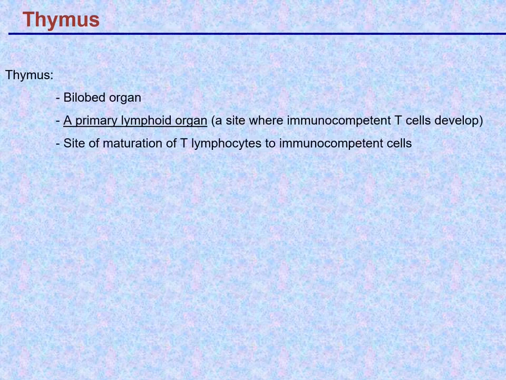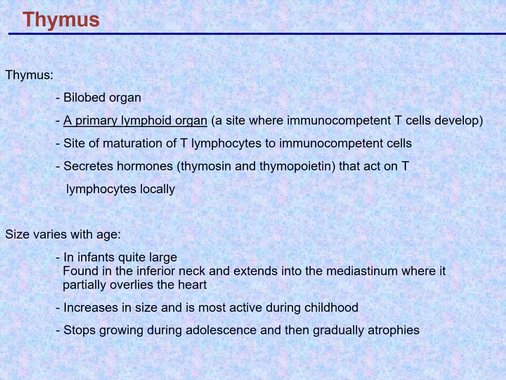Okay, let's look at the thymus itself. The thymus, as I said before, is just above the heart. It has 2 lobes, so it's a bilobed organ. It is a primary lymphoid organ. It's the site of maturation of T cells. It's where the T cells become mature and immunocompetent. So this is where they mature to immunocompetent cells.